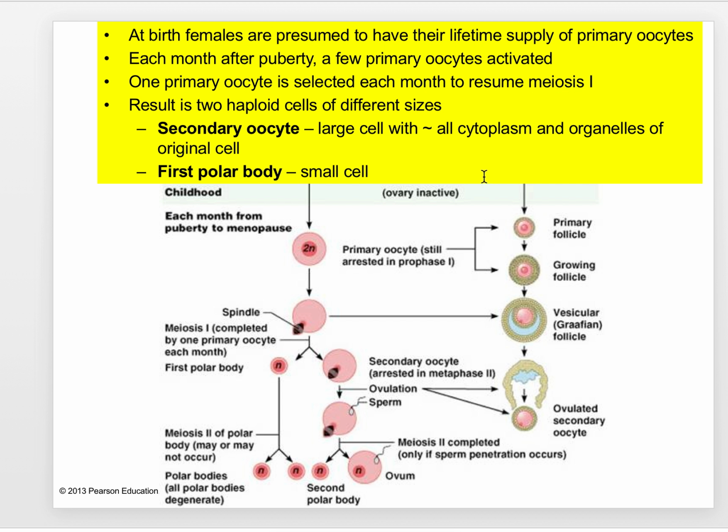The result of first meiosis is 2 haploid cells of different sizes. There's a secondary oocyte, which is a large cell that has all the cytoplasm and organelles of the original cell, and a first polar body. Here we have the first polar body and the secondary oocyte. This all comes from the division of this haploid cell.